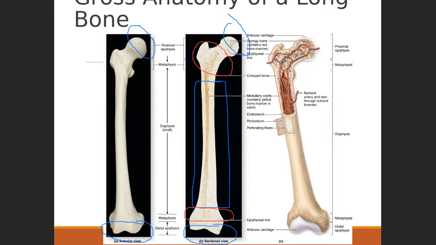That's your metaphysis generally. Now, last class, we talked about the epiphyseal plate, the growth plate. Now, that name is extremely misleading because the epiphyseal plate is not found in the epiphysis of the long bones. We find the epiphyseal plate located in the metaphyseal regions. So we'd see the epiphyseal plate run along the metaphyseal regions of the long bones.